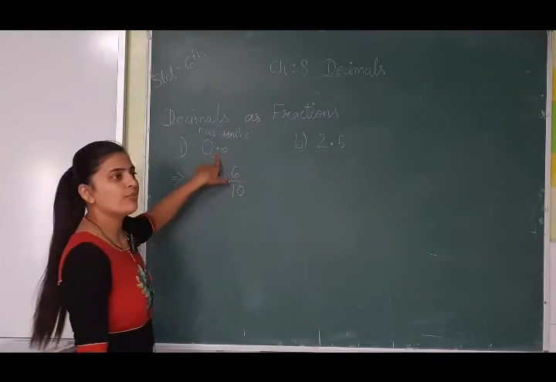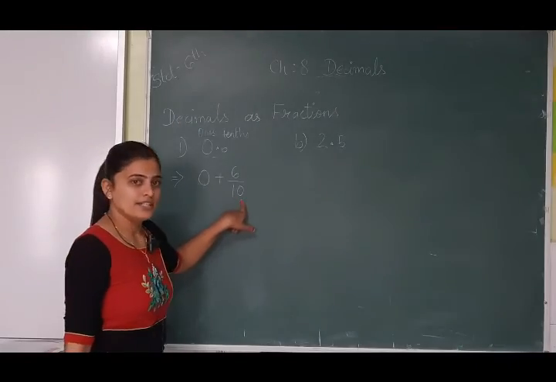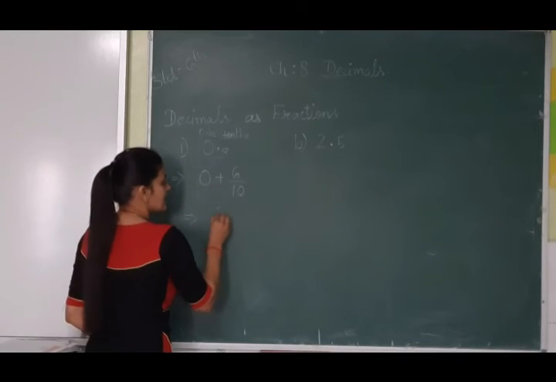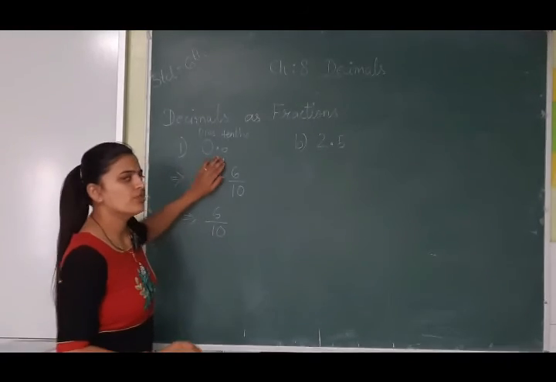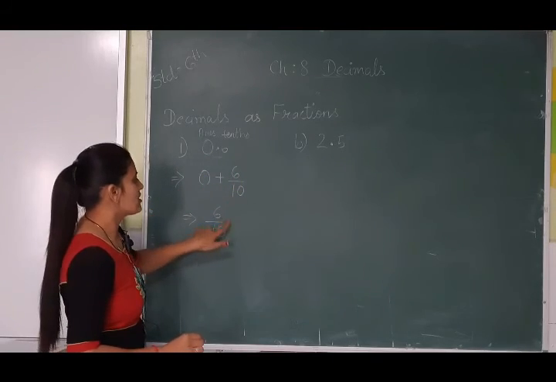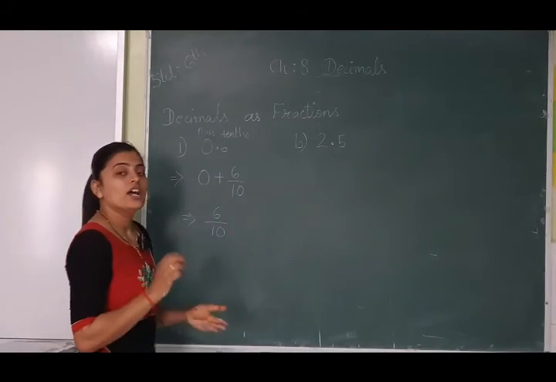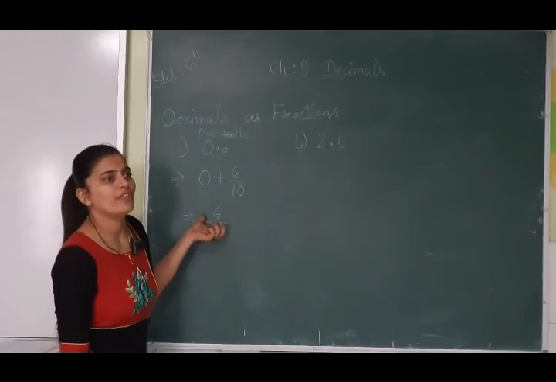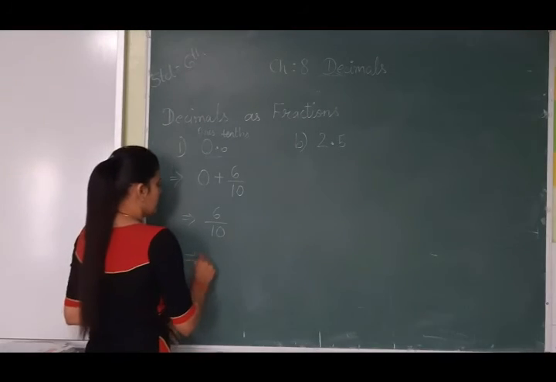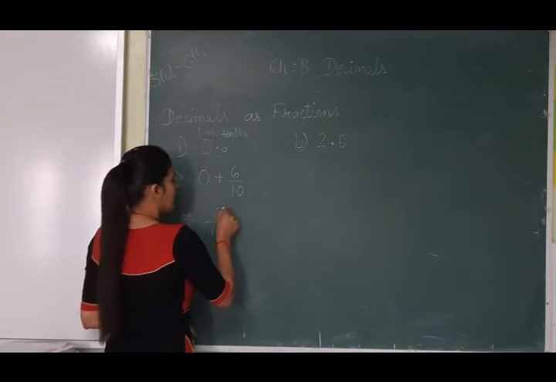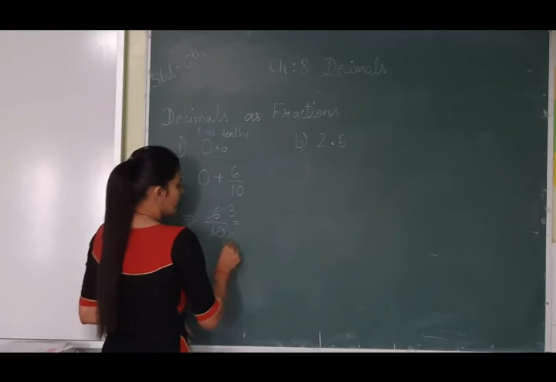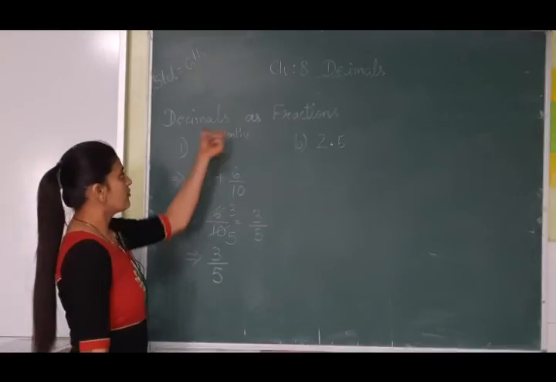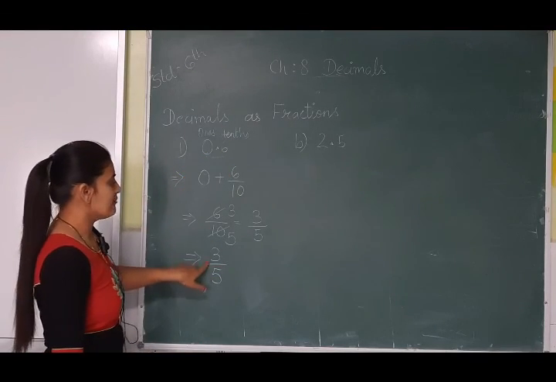Why? 6 is after the point, so 6 will have 10 as a denominator. So 0 plus 6 by 10 can be written as only 6 by 10. No need to write the 0. Only 6 by 10. Now we have to reduce it to the lowest form or the simplest form. So here you can see 6 and 10 both have a common factor of 2. So 6 can be written as 2 3s and 10 as 2 5s. So 3 by 5. So the final answer is 3 by 5. So the fraction form of 0.6 is 3 by 5.